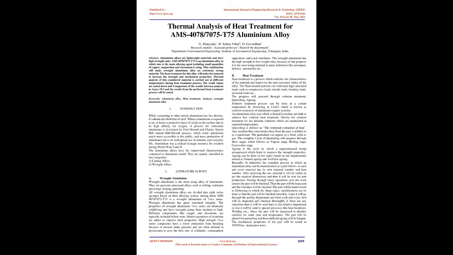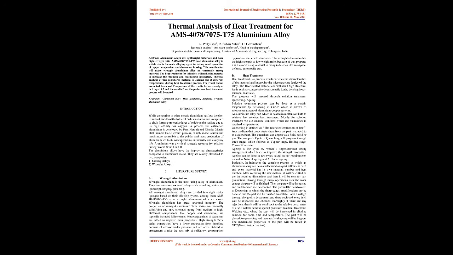1. Introduction. Compared to other metals, aluminium has low density, about one-third that of steel. When aluminium is exposed to air, it forms a protective oxide layer on the surface due to its high affinity for oxygen. A process for extracting aluminium, the Hall-Héroult process, was developed by Paul Héroult and Charles Martin Hall, which made aluminium much more accessible. Mass production of aluminium led to its widespread use in industry and everyday life. Aluminium was a critical strategic resource for aviation during World Wars I and II.